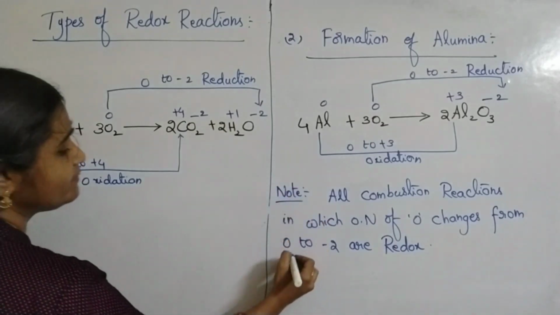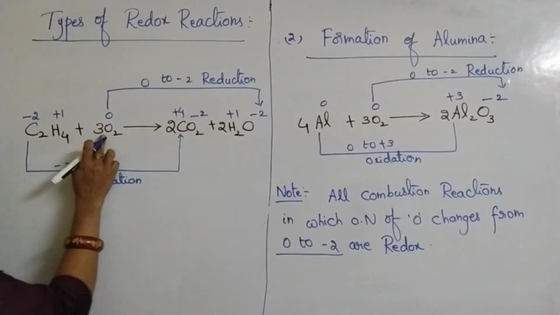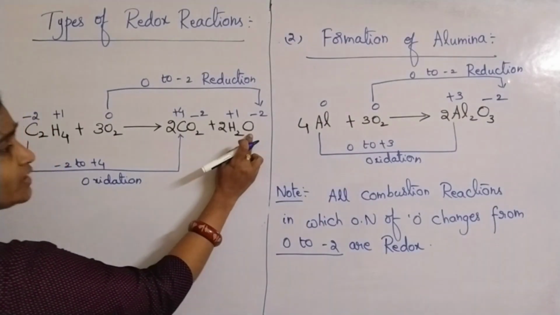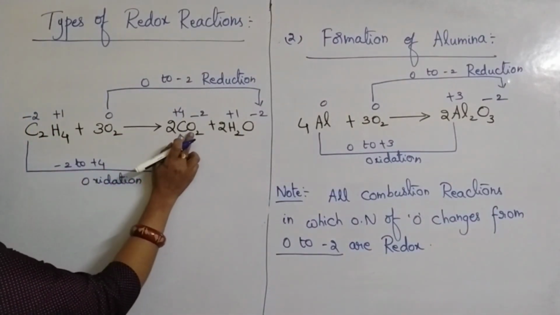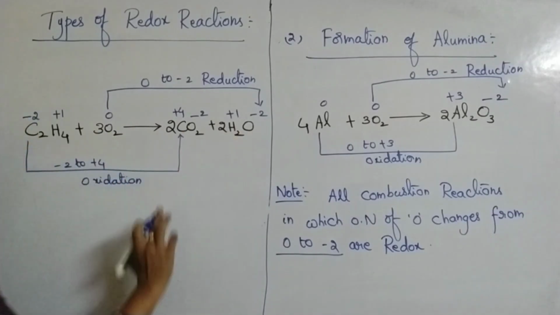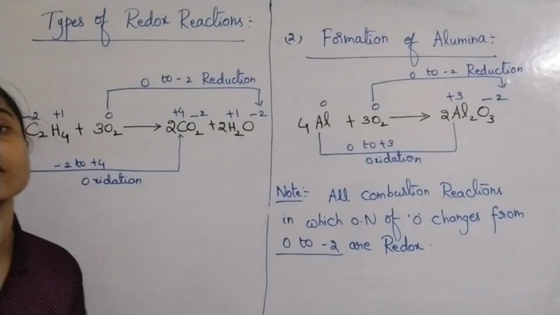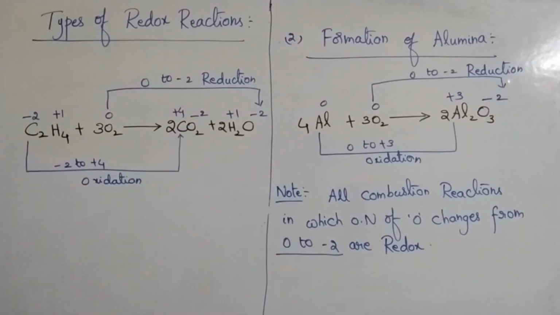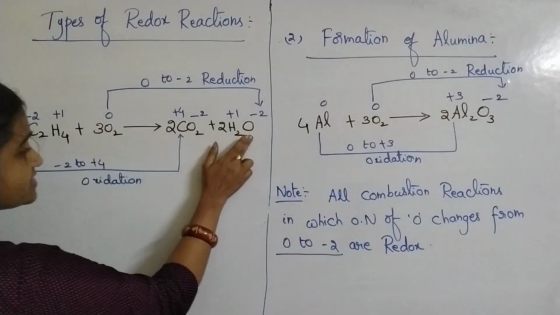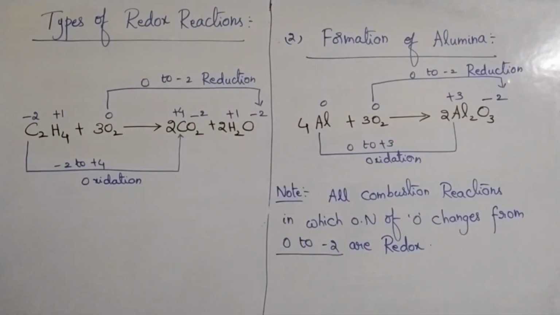Now you have to check whether the note point became valid or not. Oxygen's oxidation number changed from 0 to minus 2. Even if you take from here to here, or from here to here, anything you can consider. But from reactant side to product side you should check. So if the oxidation number of oxygen is changed from 0 to minus 2, then such combustion reactions come under redox only. So this is an example of such combustion reactions which is considered as redox.